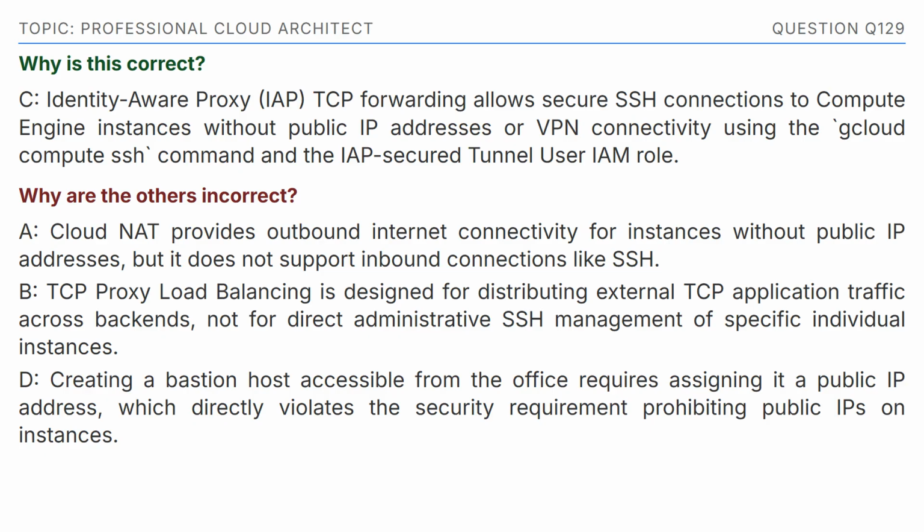Why are the others incorrect? A. Cloud NAT provides outbound internet connectivity for instances without public IP addresses, but it does not support inbound connections like SSH. B. TCP proxy load balancing is designed for distributing external TCP application traffic across backends, not for direct administrative SSH management of specific individual instances. D. Creating a Bastion host accessible from the office requires assigning it a public IP address, which directly violates the security requirement prohibiting public IPs on instances.